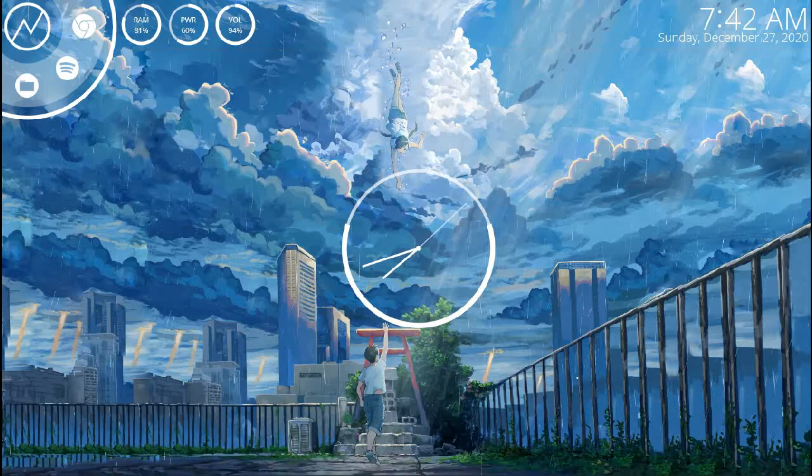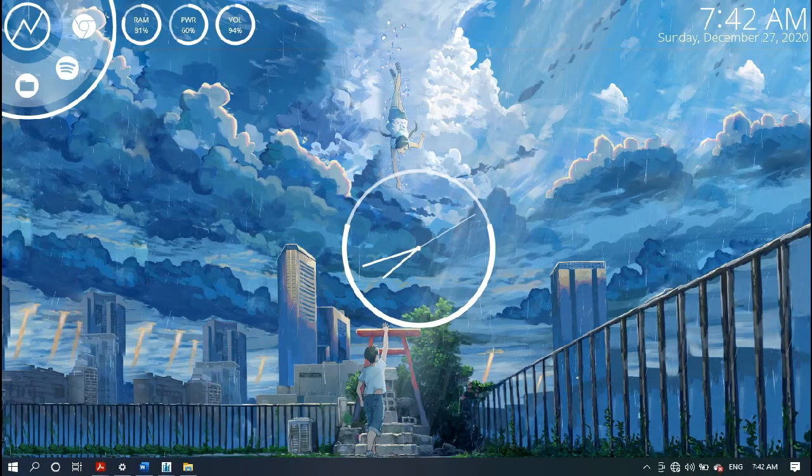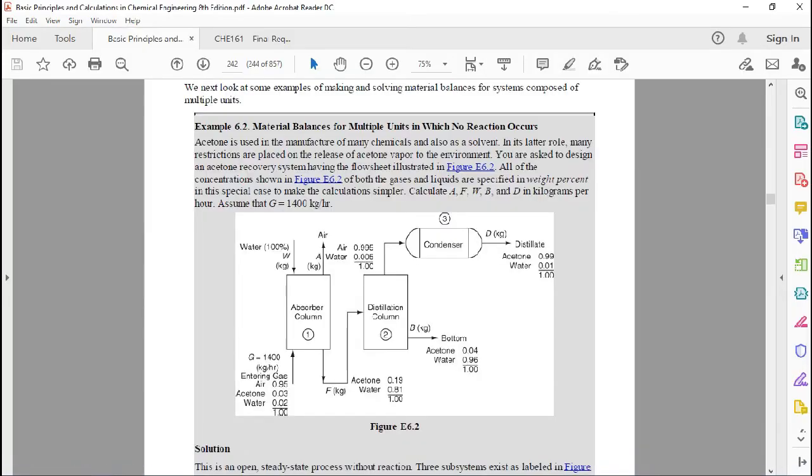Hi, good day. So this is Chet 161 and I will be demonstrating to you a DWSIM simulation from a problem taken from Basic Principles and Calculations in Chemical Engineering, 8th edition. This is your example 6.2, which is a material balance for multiple units in which no reaction occurs. So as you can see, here is the problem.